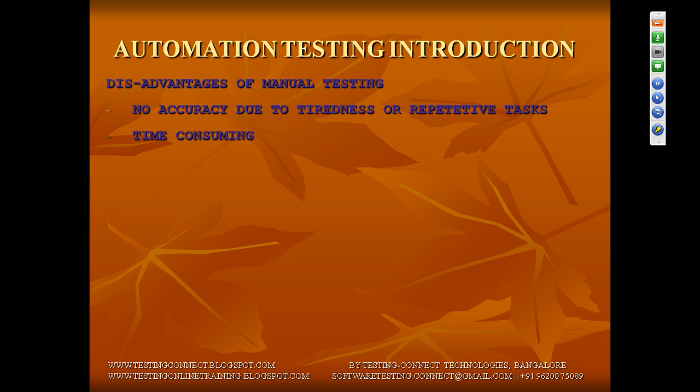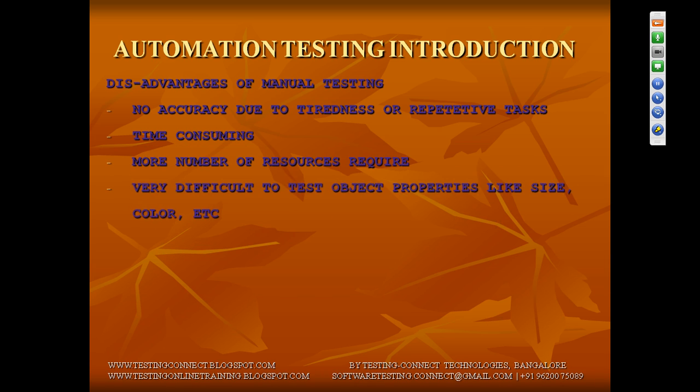It simply depends on the complexity of the application and the complexity of the test cases. So manual testing is too much time consuming, and more resources are required. It is also very difficult to validate specific object properties, like x coordinate or y coordinate or exact brightness. These kinds of things you cannot validate with the help of human beings, right?